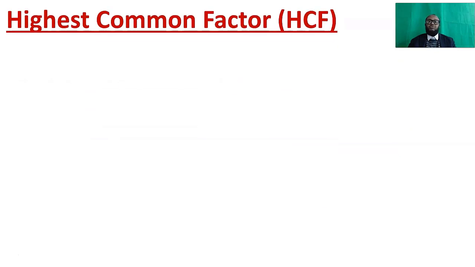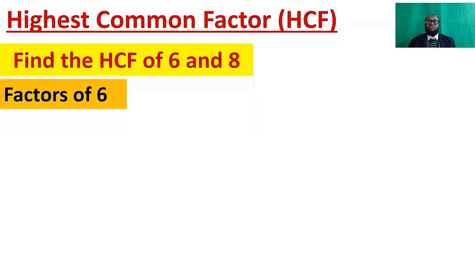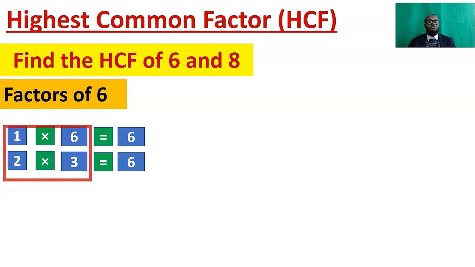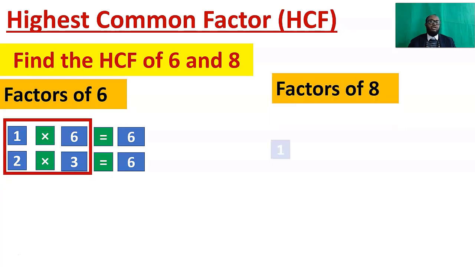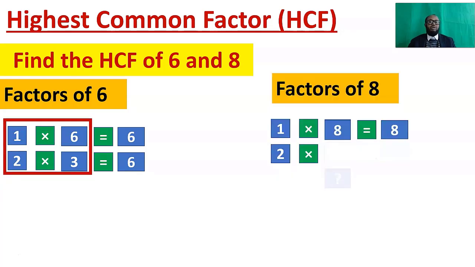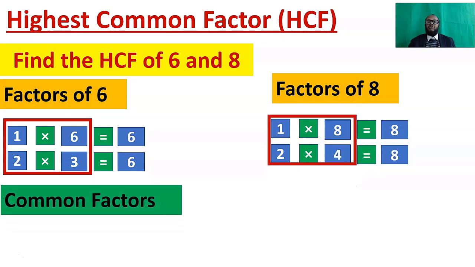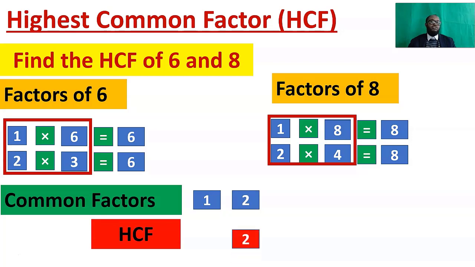Let us start with HCF first. To find the HCF, first we need to find all factors of 6. As we have seen before, 6 has got 4 factors: 1, 2, 3, and 6. And we do exactly the same for 8: 1 times 8, 2 times 4, and that's it. What do they have in common, 6 and 8? They got factor 1 in common, and they got factor 2 in common. Which one is highest? Obviously 2 is highest. So that is in essence how you find the highest common factor, the HCF, of two numbers.